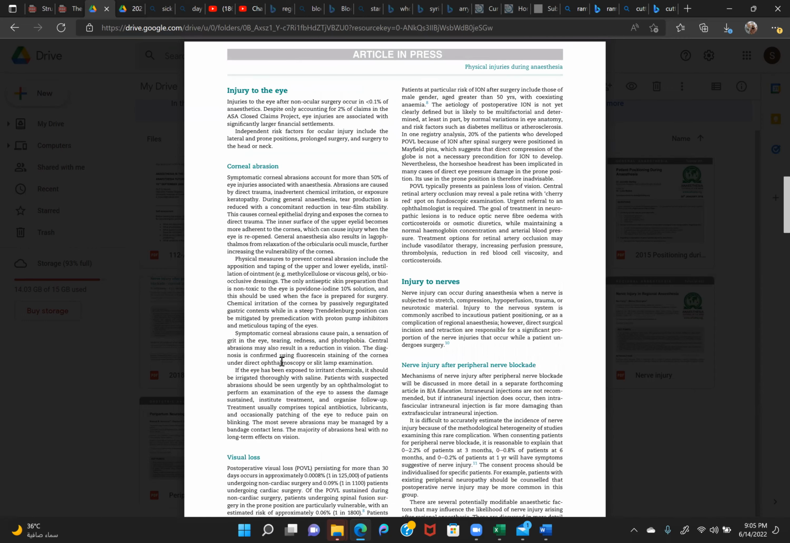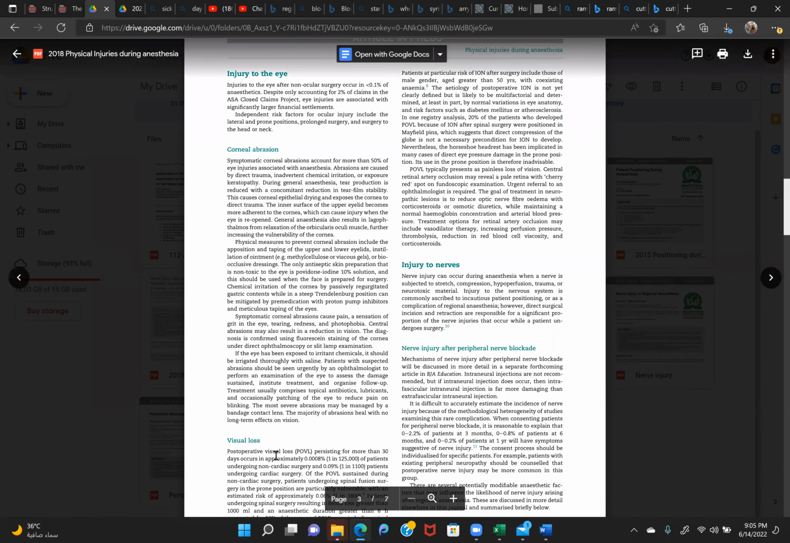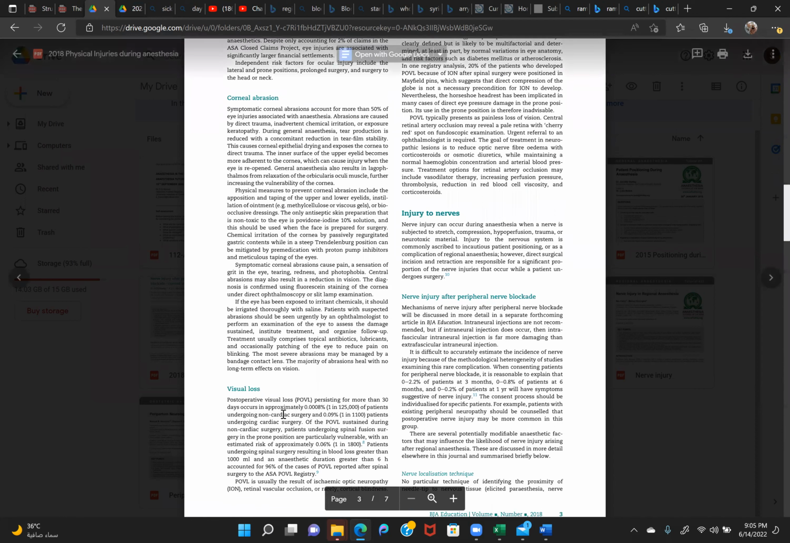You see, post-operative visual loss is even documented. Is there any medication which can cause some blurring or eye problem post-operatively? What medication? Atropine.